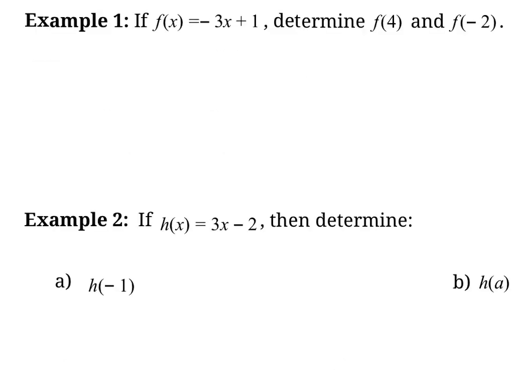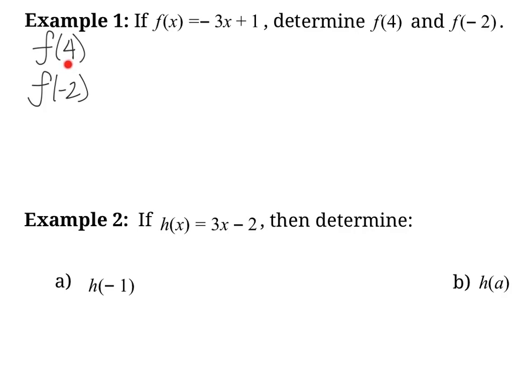So let's check how much you understand by trying a few simple examples. In example 1, we're given the function f at x equals negative 3x plus 1. We know it's a function, again, because it's a linear relation. And we are asked to determine f at 4 and f at negative 2. So let's break down what does f at 4 really mean, and what does f at negative 2 really mean?